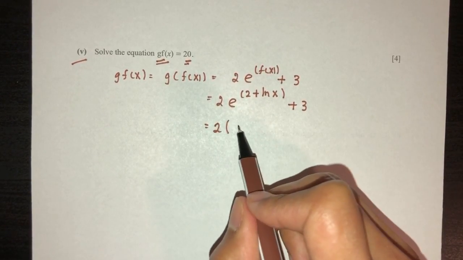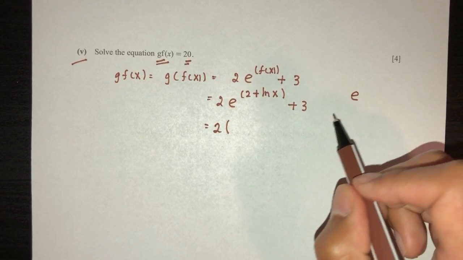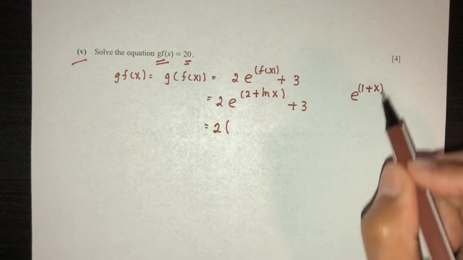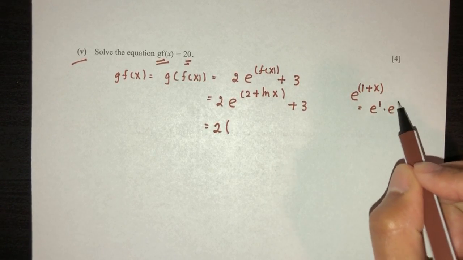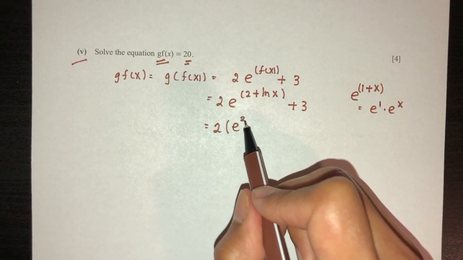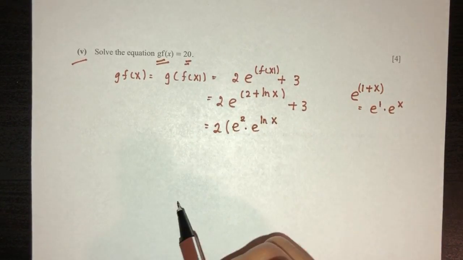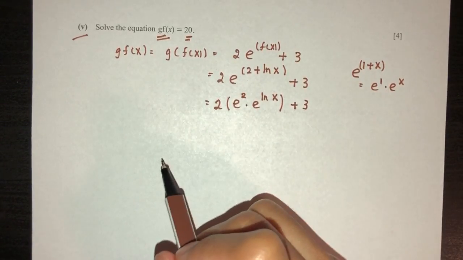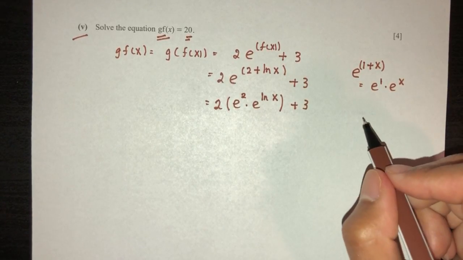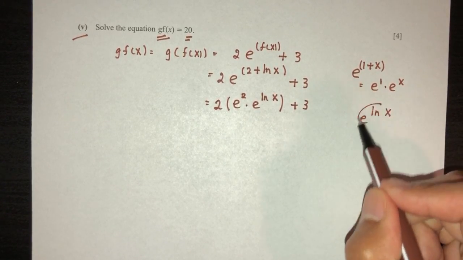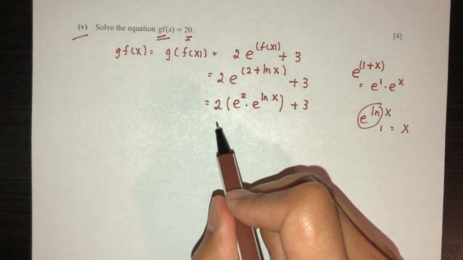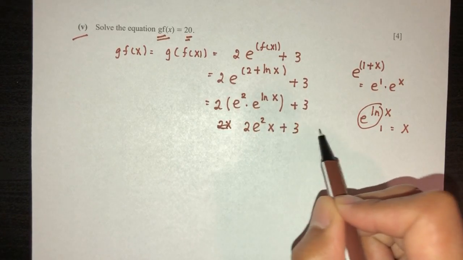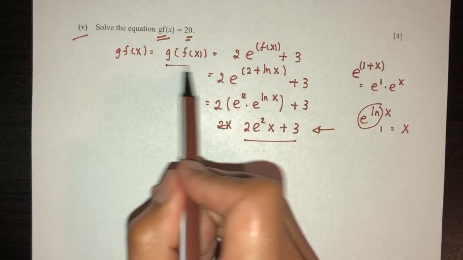Now simplify. When you have, let's say, a power of 1 plus x, for example, it is just e times e to the x. In the same way, this is 2 times e squared times e to the ln x, plus 3. So let's simplify. What is this value? E to the ln x is just x. So 2e squared x plus 3. That is your g of f of x.